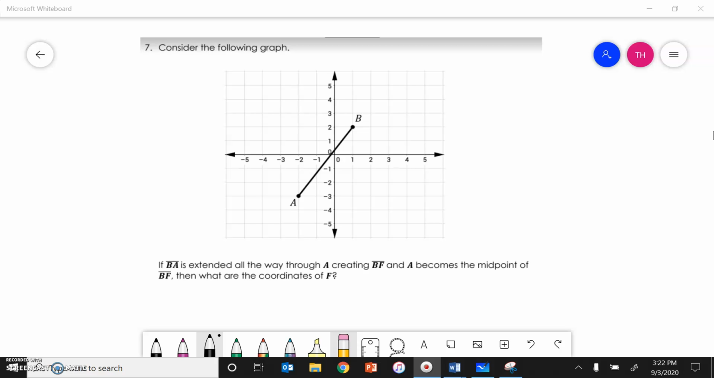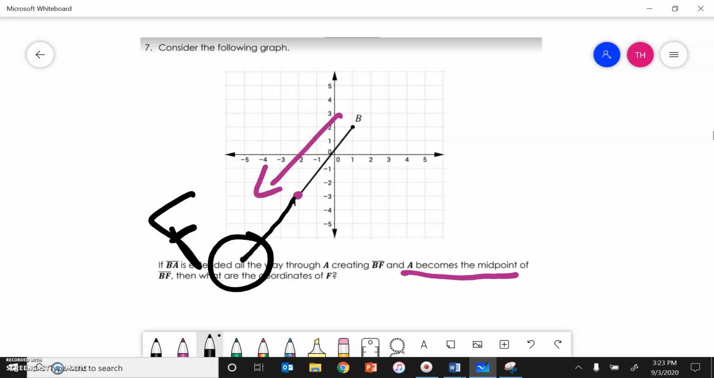Starting with this problem, we have segment AB. They're telling you that if we extend segment AB through A, meaning in this direction, A becomes the midpoint. That means the segment needs to be going this way, and A all of a sudden is the midpoint. They're asking what the coordinates of this new point F are. We need to know the coordinates of point B, which is (1, 2), and the coordinates of point A, which is (-2, -3).